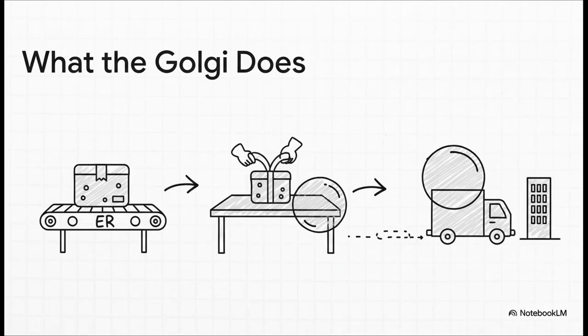So what exactly happens in this busy warehouse? Well, first, it gets all the packages of proteins and lipids that come from the ER. Then it modifies them a bit, maybe adds a label or some gift wrap, sorts them all out, and packs them into little delivery trucks called vesicles. And finally, it ships these packages off to wherever they need to go, either inside the cell or even outside.